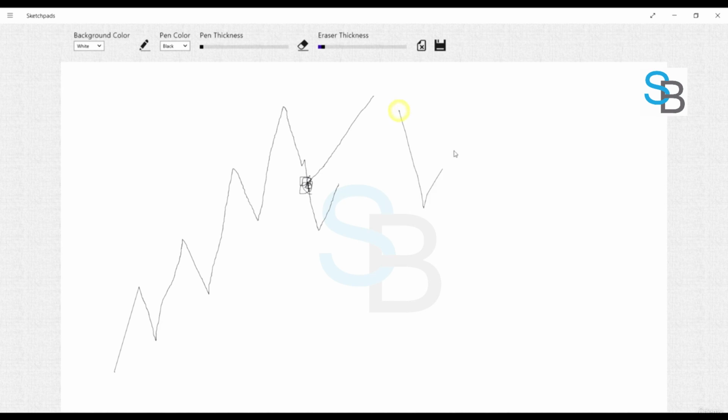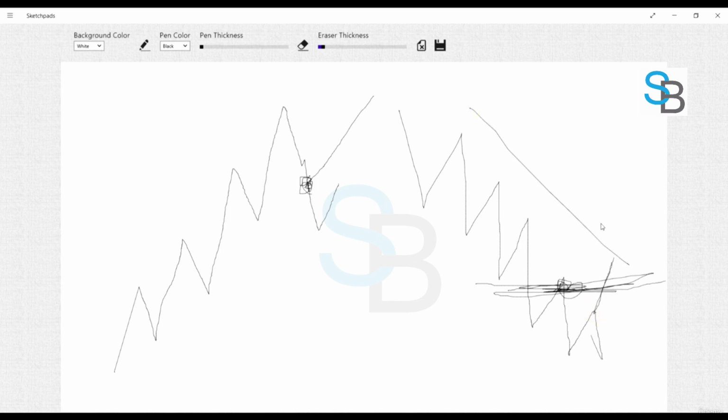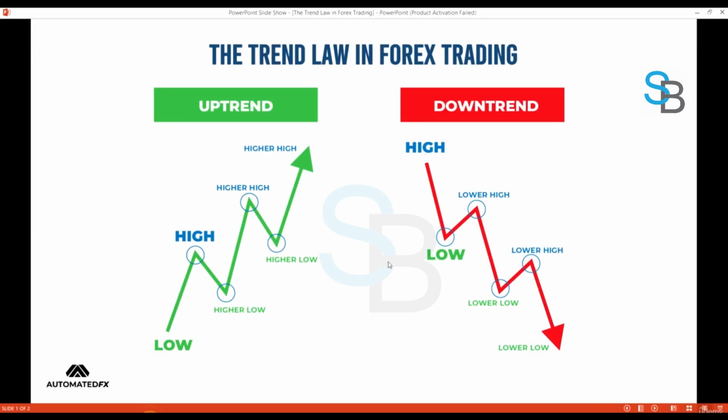The same applies for the downward movement. We have this, this, this, this, and what happens if instead of continuing, we have something like this? Now this is a break in structure. Remember that this is our last low. Instead of continuing here, it broke and went down here. It means our downtrend has failed. In the other case, it means our uptrend has failed. So that's what you have to understand about uptrend and downtrend.